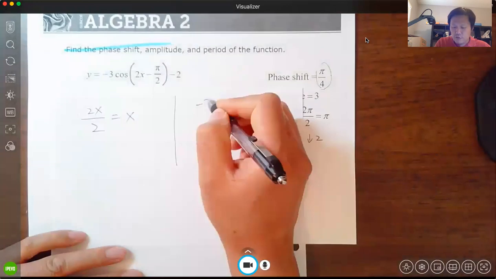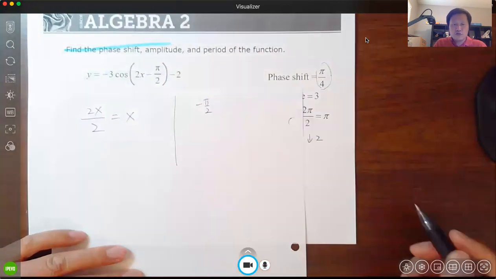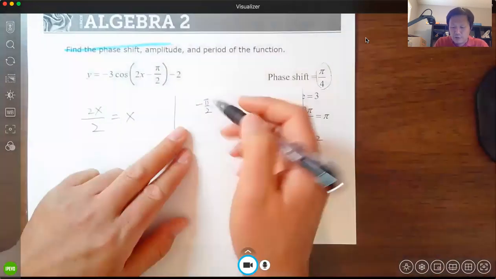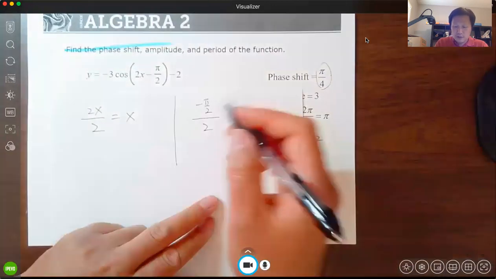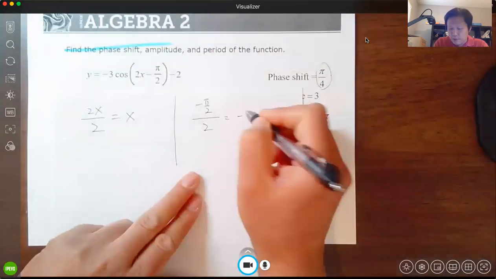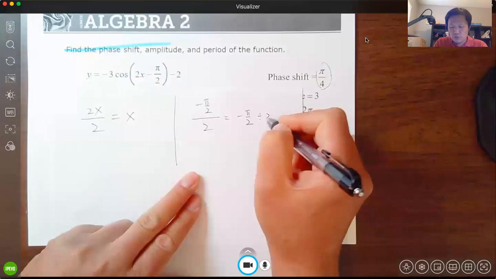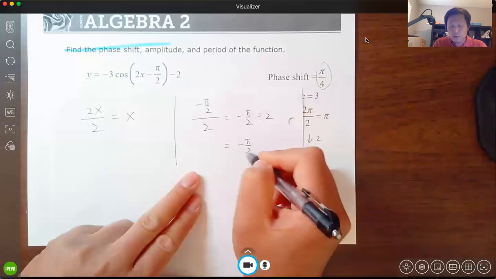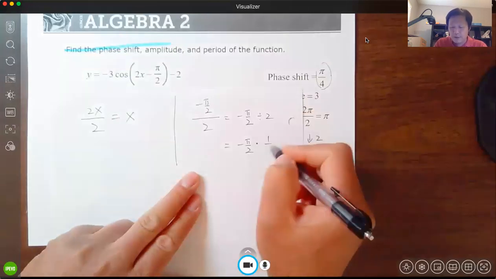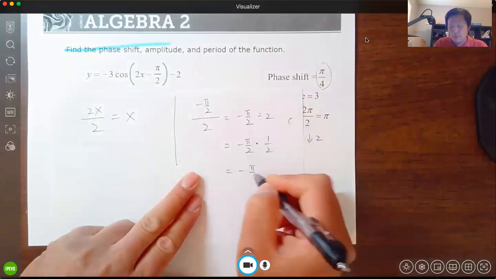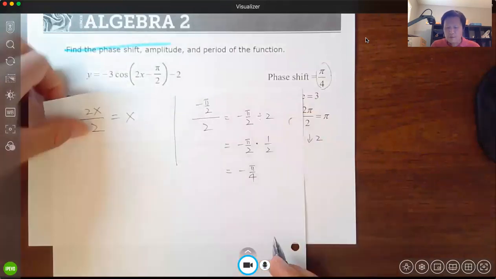Minus pi over 2. What does that mean? Factor 2 out from minus pi over 2 means divide by 2. So minus pi over 2 divided by 2 is the same as minus pi over 2 multiplied by 1/2, which is the same as minus pi over 4. That's why we have a minus pi over 4.